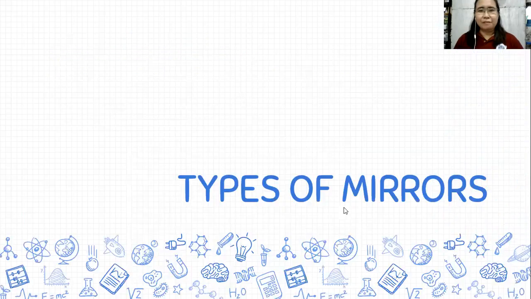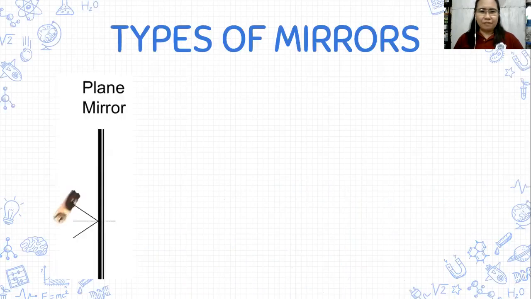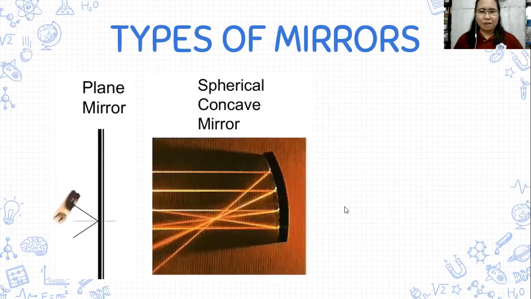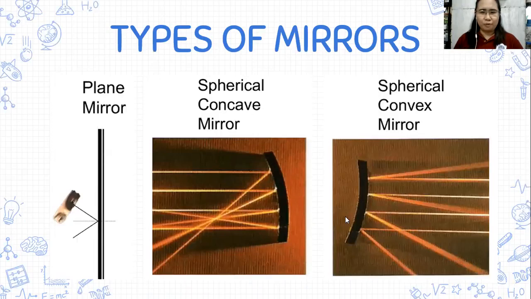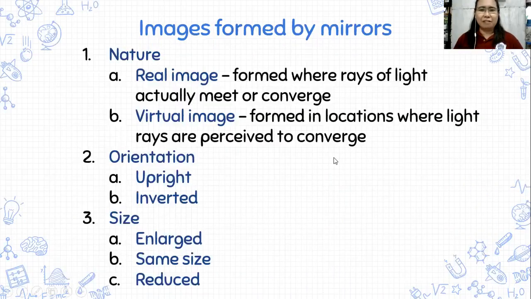So we have the following types of mirrors. The plane mirror, spherical concave mirror, and spherical convex mirror. So before we have the detailed discussion about the types of mirrors, we shall have first the different images formed by the following mirrors. So let's have the different characteristics of images formed by mirrors.